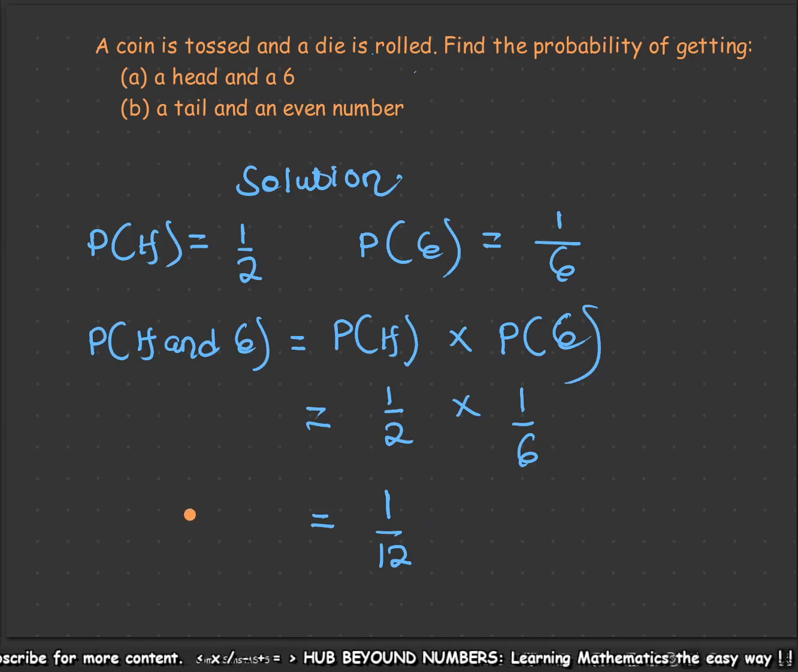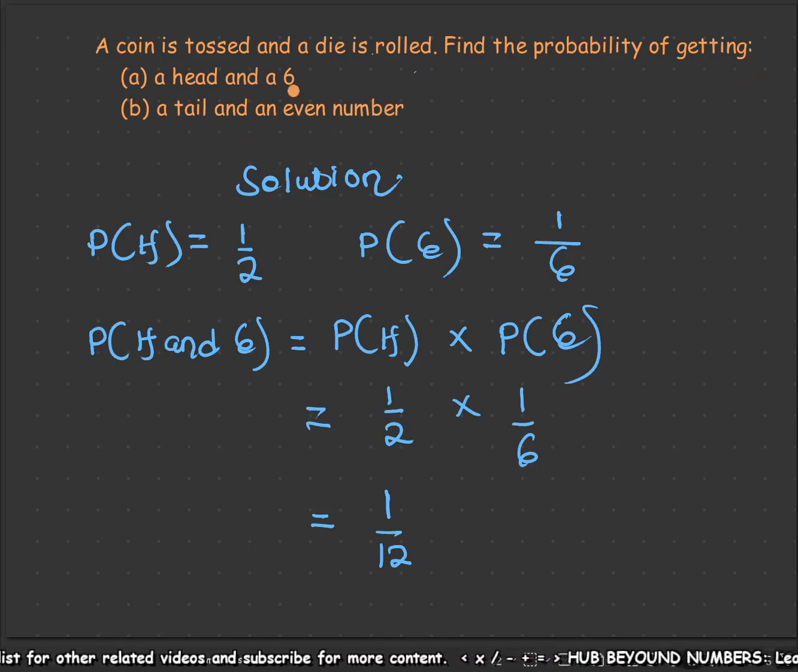Just understand the fact that if you have two independent events and you want the probability of both of them occurring, that is, the first one and the second one, then we use the multiplication rule, which says that we should just find the product of the two probabilities. Now let's look at the second one.